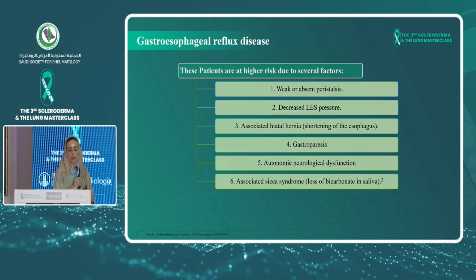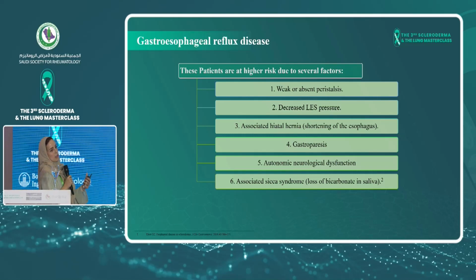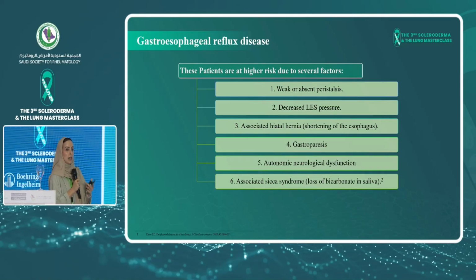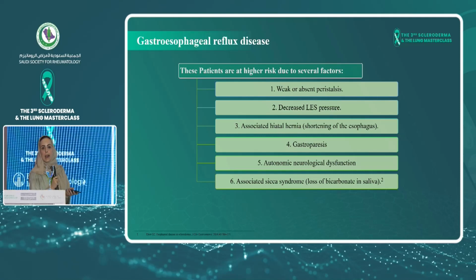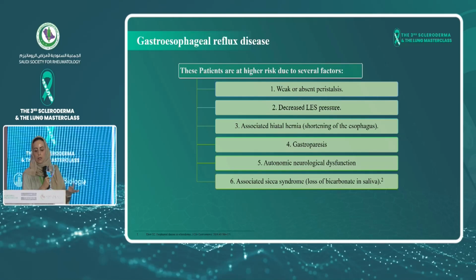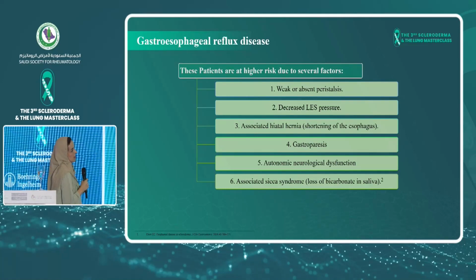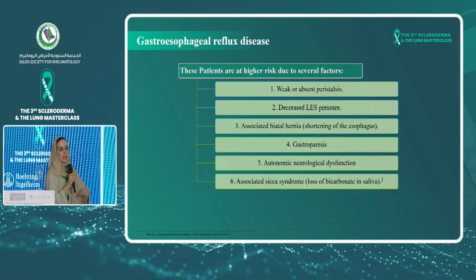Why are systemic sclerosis patients at higher risk of having GERD, severe GERD, and more complications of GERD? Multiple factors. As we said, they have an element of dysmotility along with GERD. So they will have weak or absent peristalsis. They will have decreased lower esophageal sphincter pressure. The interesting part is they will have an associated hiatal hernia.